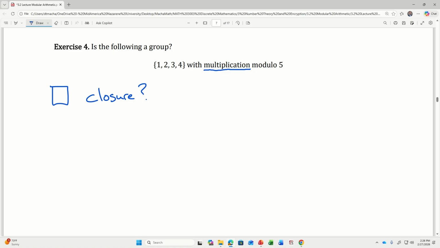Matt thinks so. Connor, do you think so? No. No? If it doesn't have closure, then what two numbers would I multiply with each other mod 5 that would not end up in the set 1, 2, 3, 4?